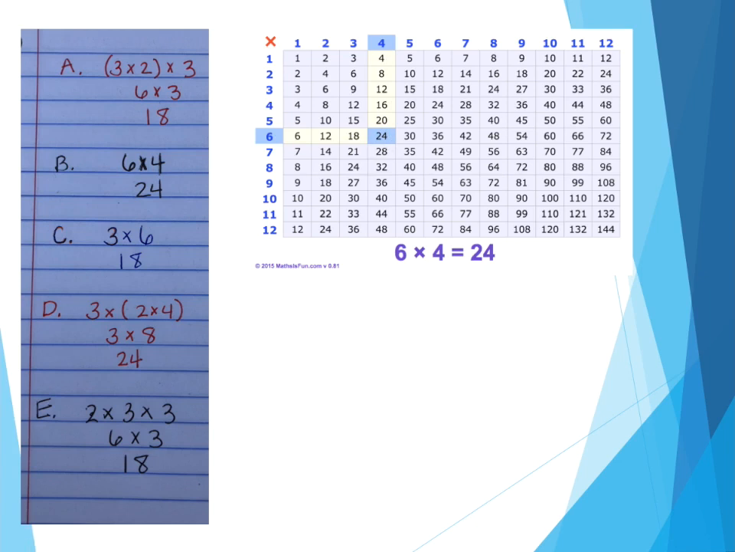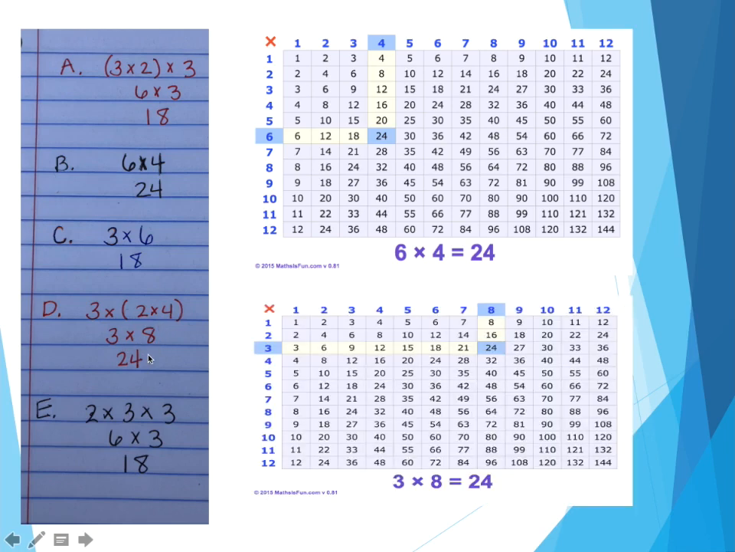We've already determined that C works, so let's go on to D. I see 3 times parentheses 2 times 4 in parentheses. So I'm going to solve what's in the parentheses first, which is 8. 3 times 8 gives us 24. So I know that that product is greater than 18, so it would not apply. So looking at E here, I've got 2 times 3 times 3. So I know that 2 times 3 gives me 6, so 6 times 3 gives me 18. So thinking about question 1, A, C, and E would all apply.